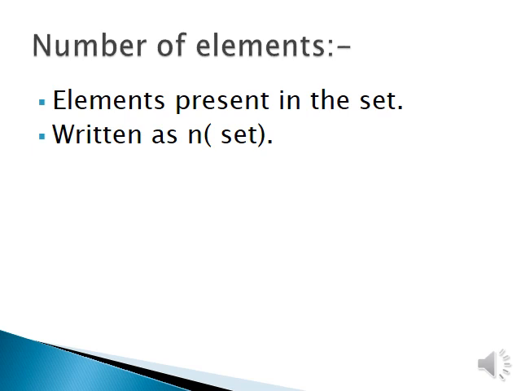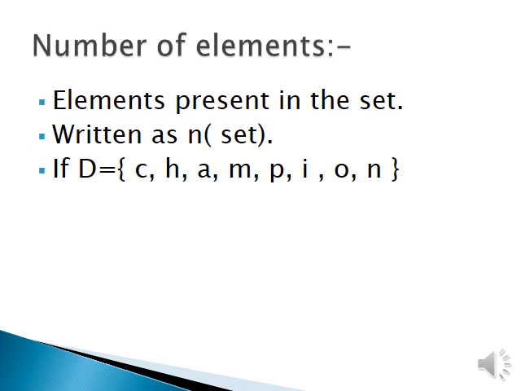We'll see here. If D is a set of the letters C, H, A, M, P, I, O, N, then we write n of D. Now here we have considered set D, so in the bracket we are writing capital D, is equal to 8 because these total elements are 8. So n of D is equal to 8. This is the number of elements of set D.